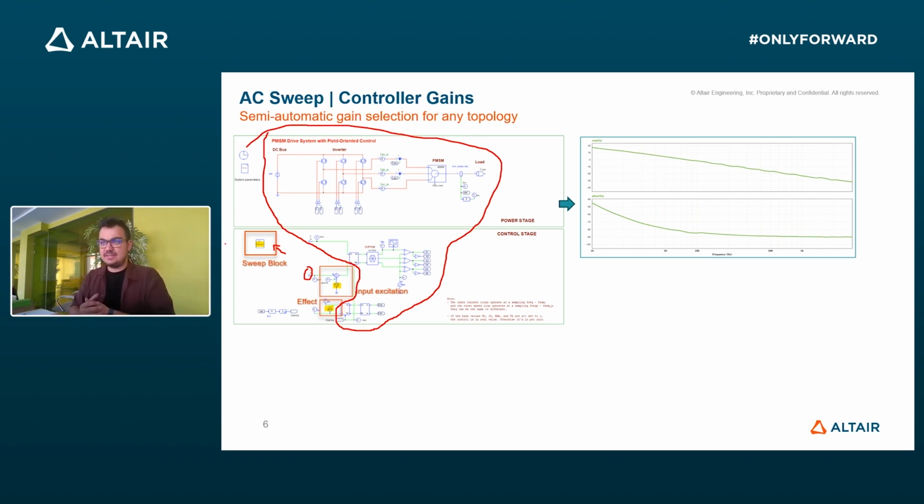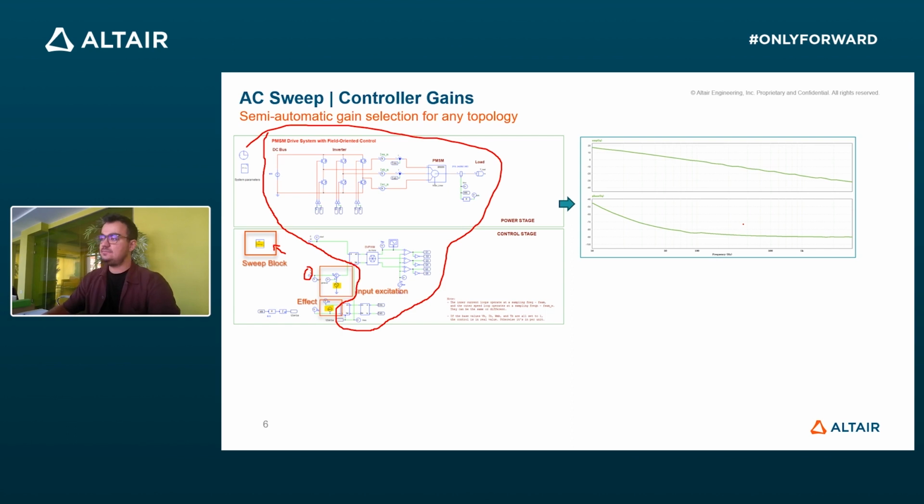It can be a more complex system. It can be a power supply. It doesn't matter. By following this procedure, we select in this AC sweep block the starting and ending frequency and starting and ending amplitude of this excitation source, and we run multiple time domain simulations. So those are actual switching simulations, not average models.